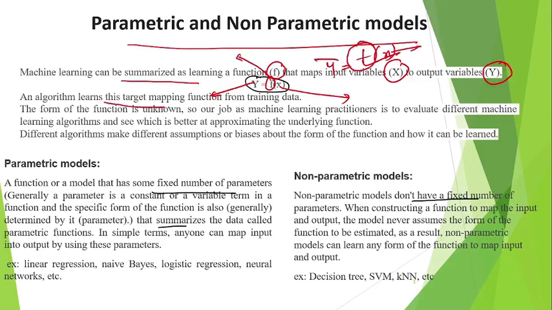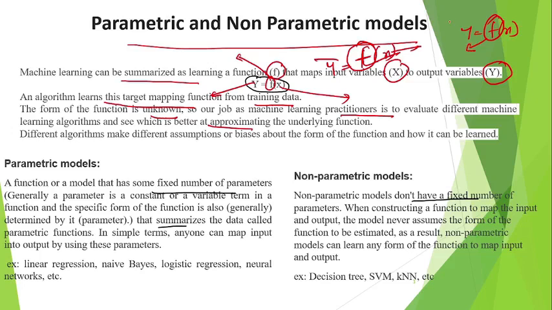This mapping function is nothing but your algorithm, learned from training data. The form of the function we don't know, it is unknown. The job of machine learning is to learn from different values and find the best fit, which is the best to suit it. Different types of algorithms are used. Y is equal to f of x plus c. This is your function. How do you define the best? We use different algorithms, find the best fit, and use it.